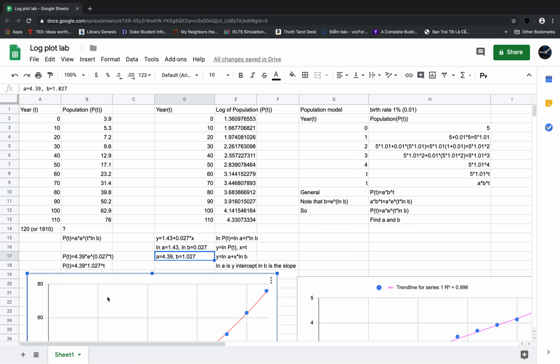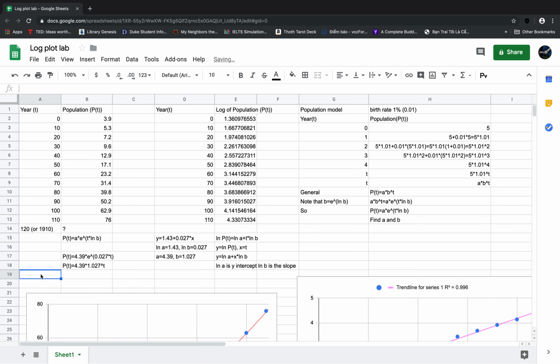Now if we plug in t equal to 120, then our P is 4.39, oh, I need to write the equation, 4.39 multiplied by 1.027 to the 120. Now we get the result, which is 107 million. That would be our prediction.